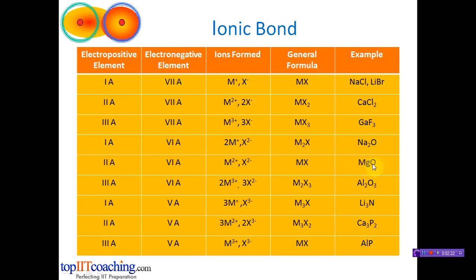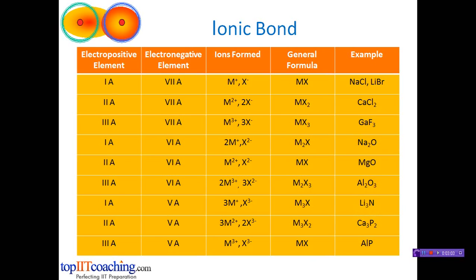The next is MgO, magnesium oxide. Magnesium belongs to group 2A. It will form Mg2+ ion. And oxygen, just like the earlier example, will form O2- ion, and together they combine to form MgO. Next example is alumina, that is Al2O3, aluminum oxide. Aluminium belongs to group 3A, so it will form Al3+ ion, and oxygen, as earlier, will form O2- ion. 2 Al3+ ions and 3 O2- ions will combine to form Al2O3.